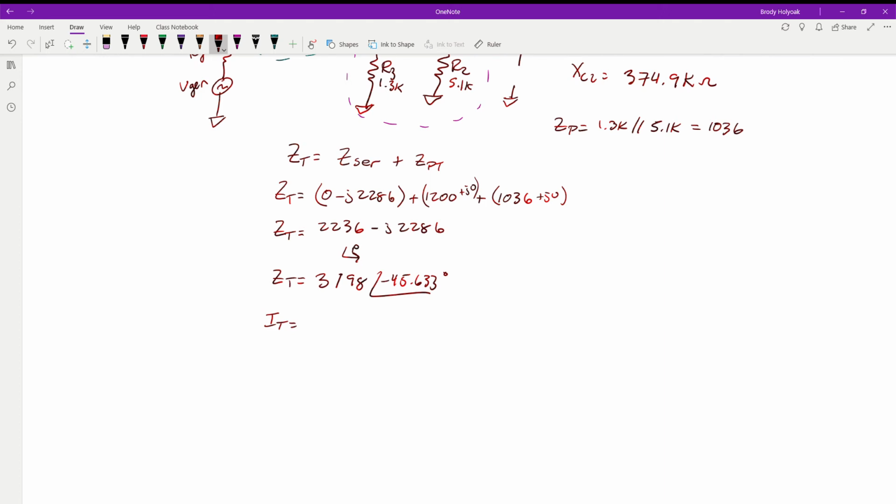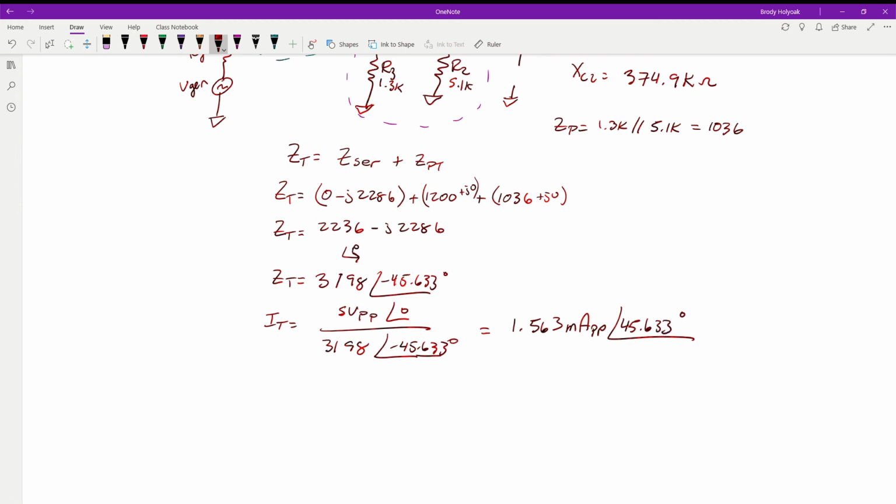So the current total we have is 5 volts peak to peak, at 0, and we divide by the total impedance of the circuit, 3,198 ohms at negative 45.633 degrees, and our current comes out to be 1.563 milliamps peak to peak at 45.633 degrees.